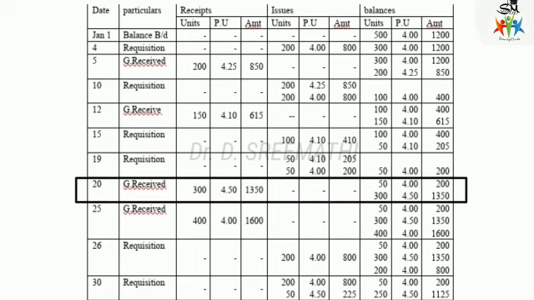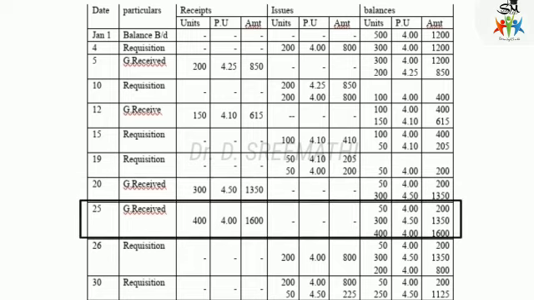And then again the goods are received. It is 300 units. The rate is 4 rupees 50 paise. The amount is 1350. So the balance is 50 units at 4 rupees and 300 units at 4 rupees 50 paise. Then again goods are received, 400 units, 4 rupees, 1600. So balance is 50, 4 rupees, 300, 4 rupees 50 paise, 400 again 4 rupees.